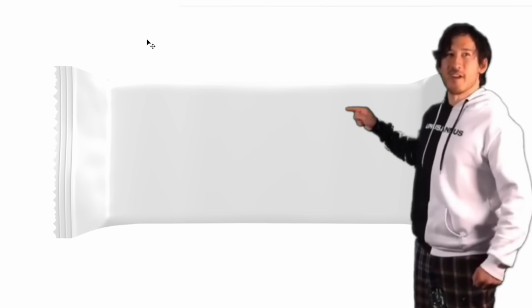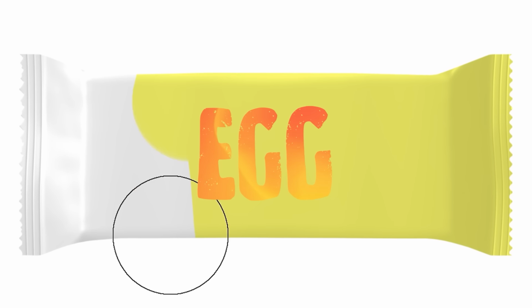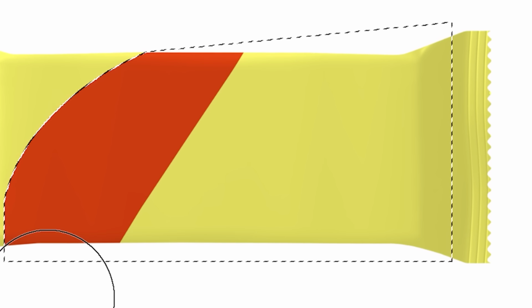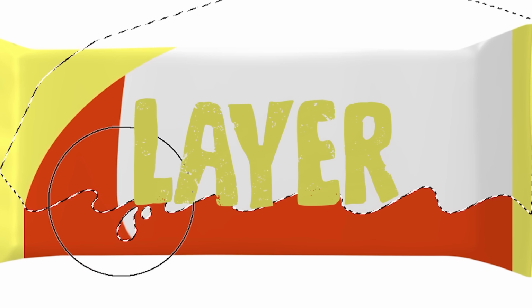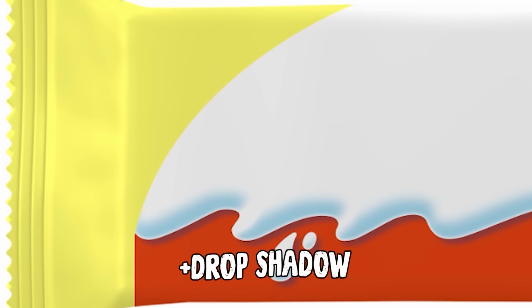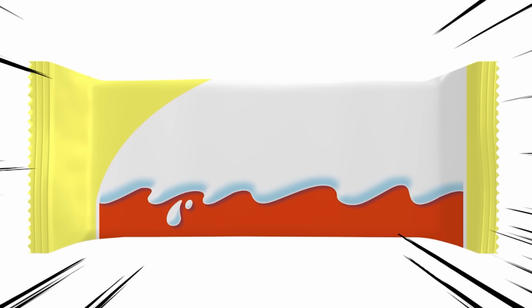As always, here's our clean mock-up to work on. I'll start by turning the background into a nice egg yolk color. Then I'll recreate this shape on top like the original. And of course, let's not forget the milk layer. I'll give it the same visual effects and boom, our new background is ready.